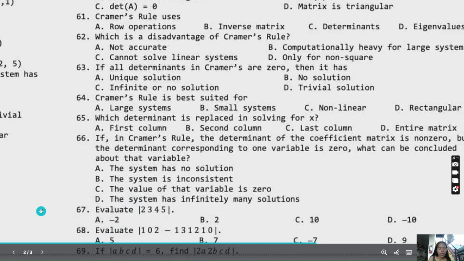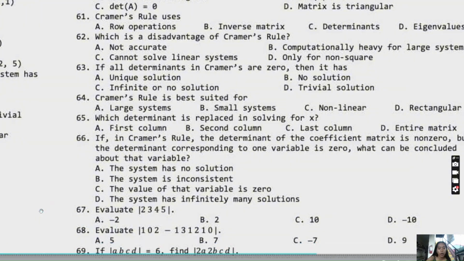So we are now in number 67. We're almost done. Yeah, we're almost done.